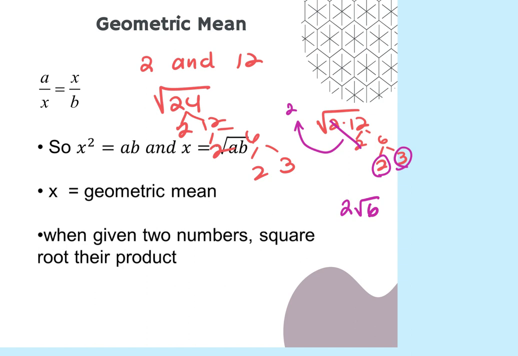So geometric mean means square root the product of the 2 numbers. This is where it comes from. Like the first number over x would equal x over the second number, and then you'd cross multiply and you'd square root. You just save yourself the setup steps.